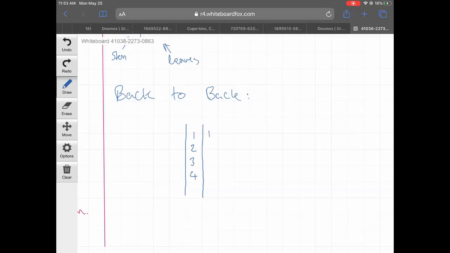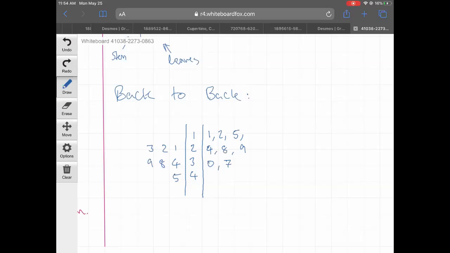I could have some leaves to the right. So that might be 11, 12, 15, 24, 28, 29, 30, 37. I'm just putting these in at random. And maybe there's no 40s on that one. And then on this side, I could have 21, 22, 23, 34, 38, 39, and 45.